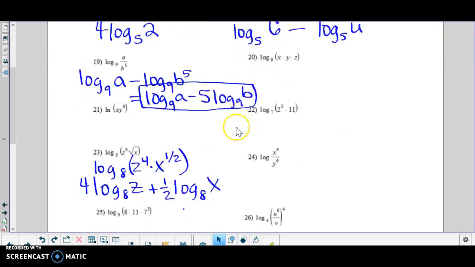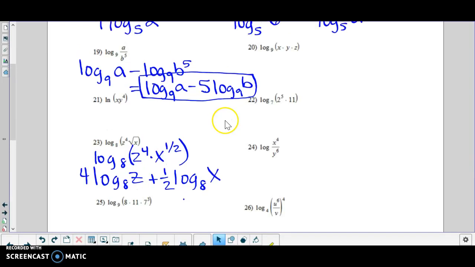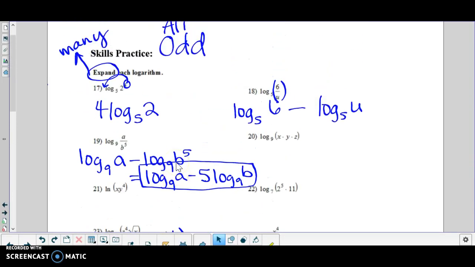This will be your homework. And then next class we will be using what we know about rewriting, expanding and condensing, and these log properties that you guys just learned. And we're going to start solving logs, okay? We need all of those skills, and we need to have a good baseline of those skills in order to start solving. All right? So go ahead, do your homework.